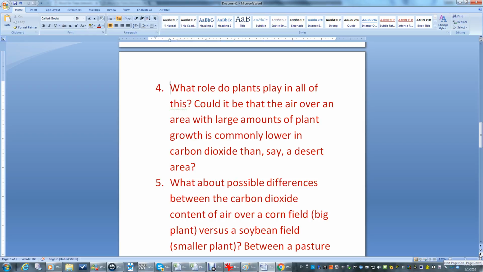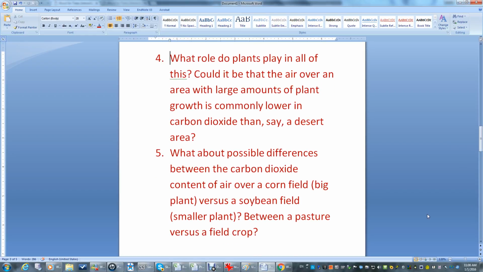Could it be that the air over an area with large amounts of plant growth is commonly lower in carbon dioxide than, say, a desert area? And what about the differences between the carbon dioxide content of the air over a cornfield, which is quite a big plant, versus a soybean field, which is a smaller plant? Or make a comparison between the air over a pasture versus a field crop.